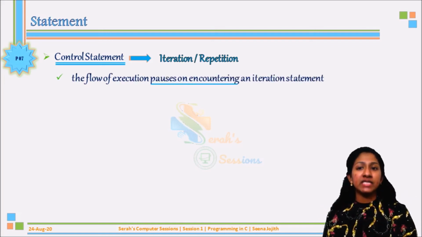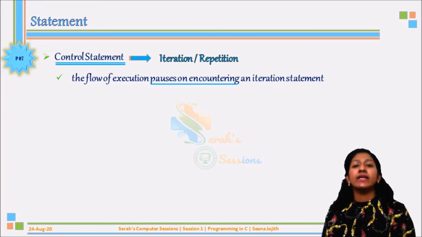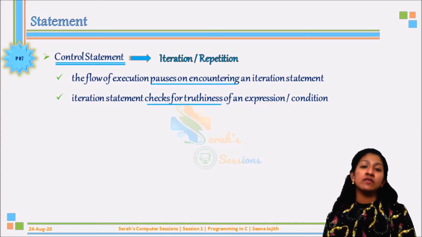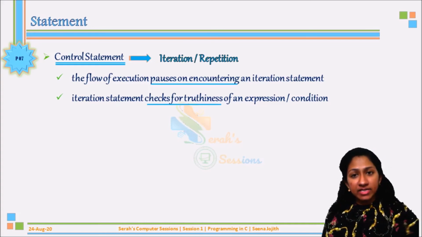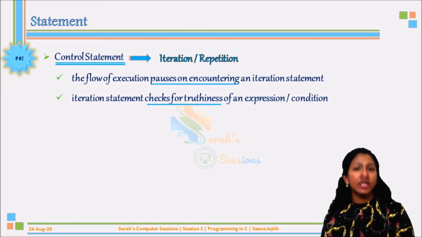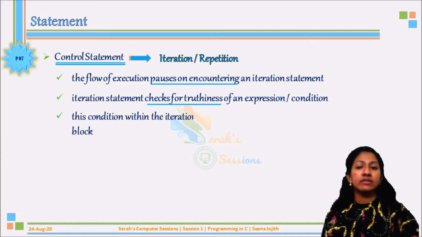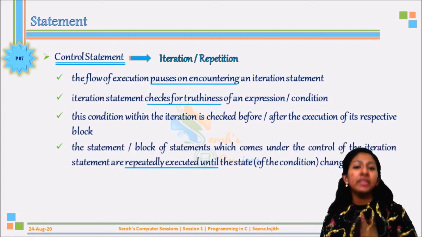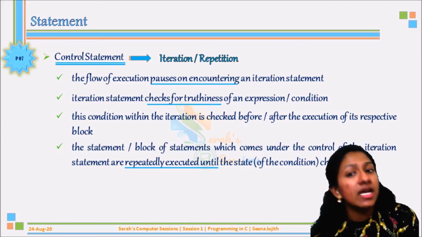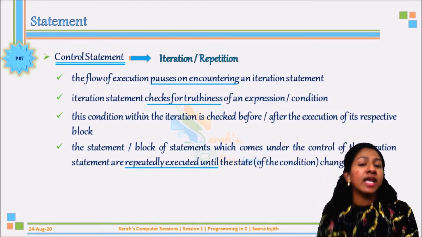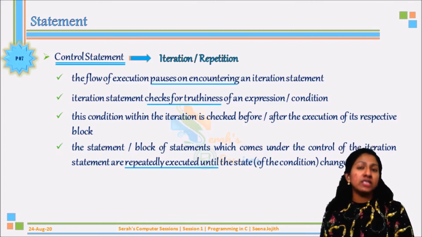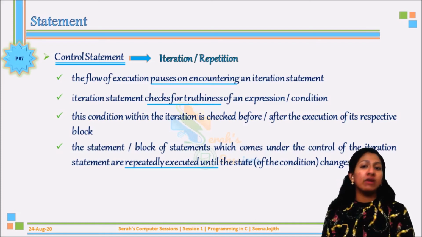It will be better if I say that the flow of execution pauses on encountering an iteration statement, and the iteration statement checks again for the truthness of an expression or condition. That means an iteration statement will also have a condition or expression along with it, and this condition is checked, and according to the result, some statements will be repeatedly executed. Now, this condition within the iteration can be checked before or after the execution of its respective block. That is a special thing that comes along with repetition.